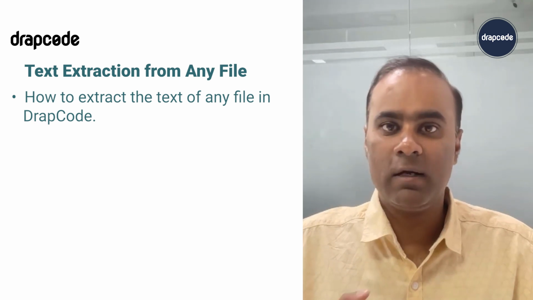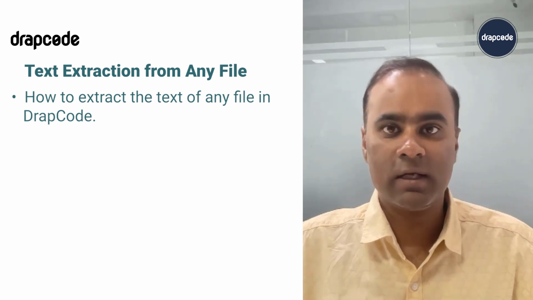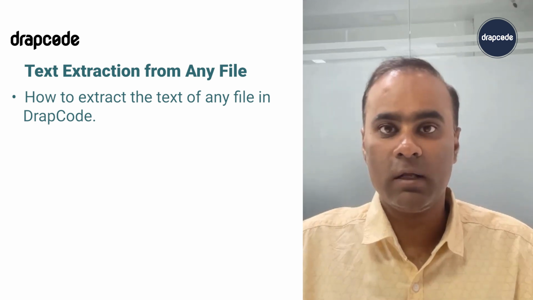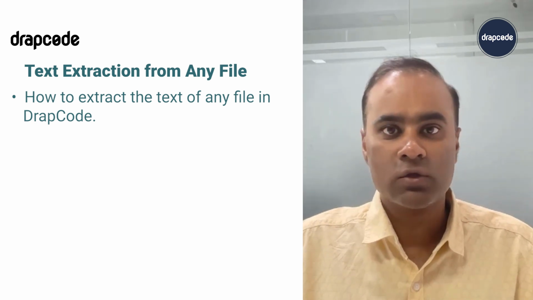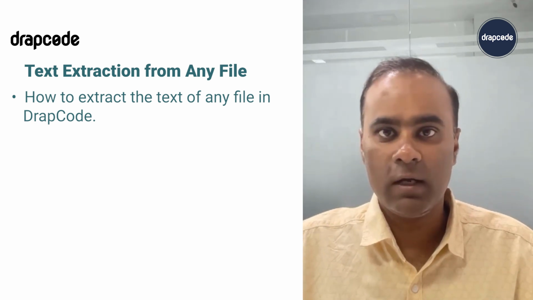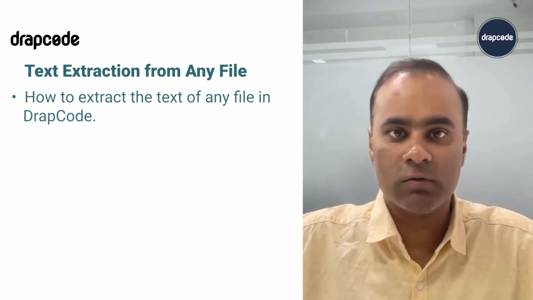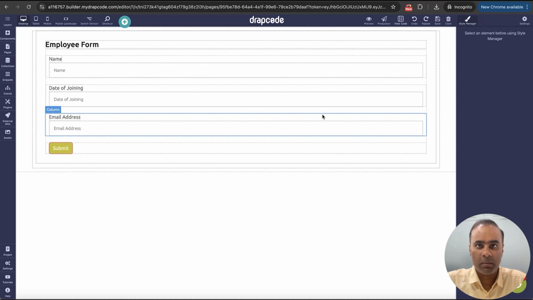So we have built an inbuilt capability where you can extract the text of any file within Trapcode without using any third party or any external library, right? So you can extract the text from a doc file, Word file, PDF, Excel sheet, images, a lot of files, right? So let's see how that can be done.